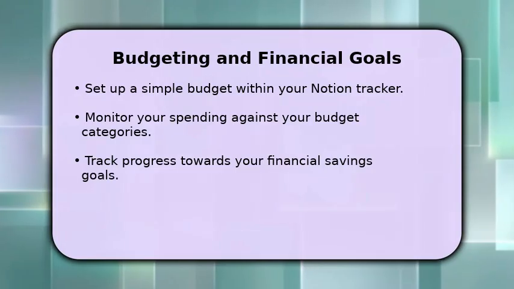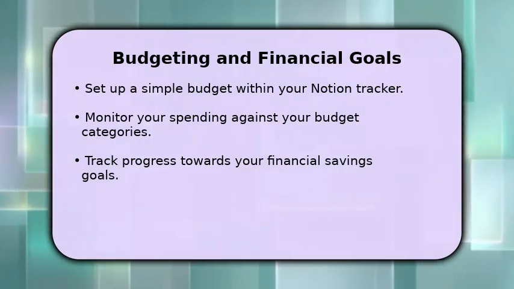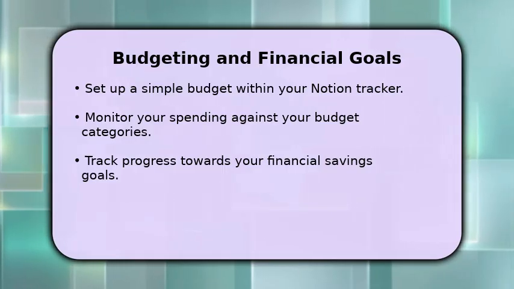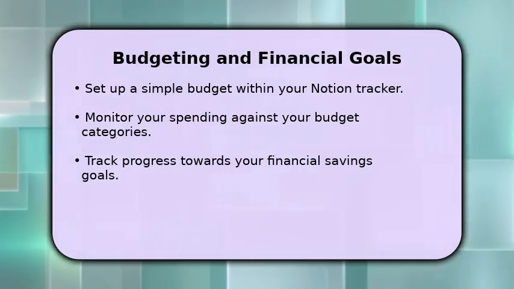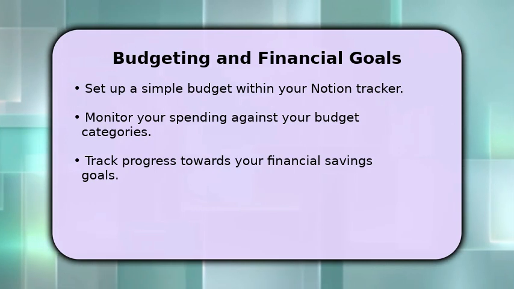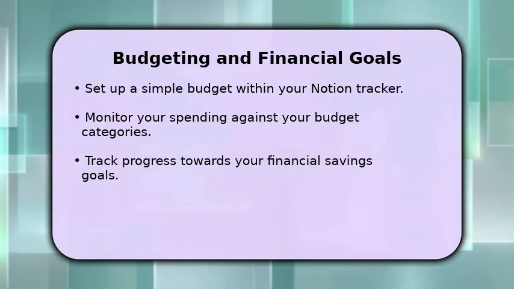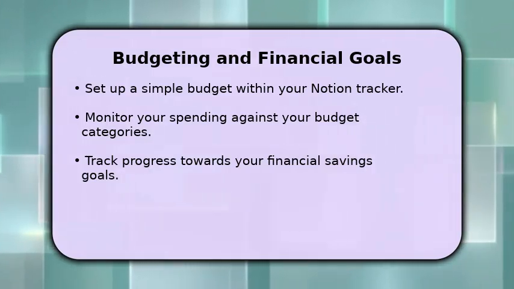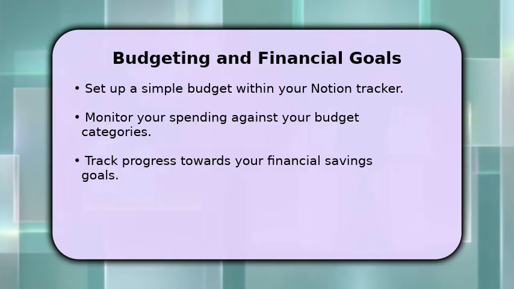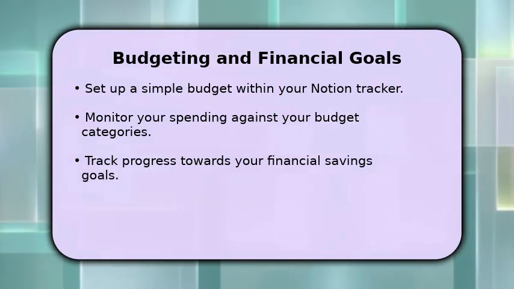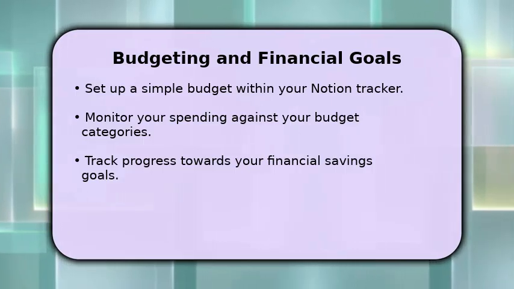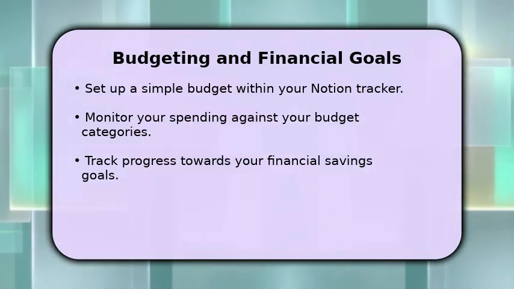Finally, let's talk about budgeting and goals. You can create a budget by adding a budgeted amount property to your categories and comparing it to your actual spending. This helps you stay on track. Use your tracker to monitor progress towards savings goals, like saving $5,000 for a down payment. Notion makes it easy to visualize your financial journey and achieve your objectives.